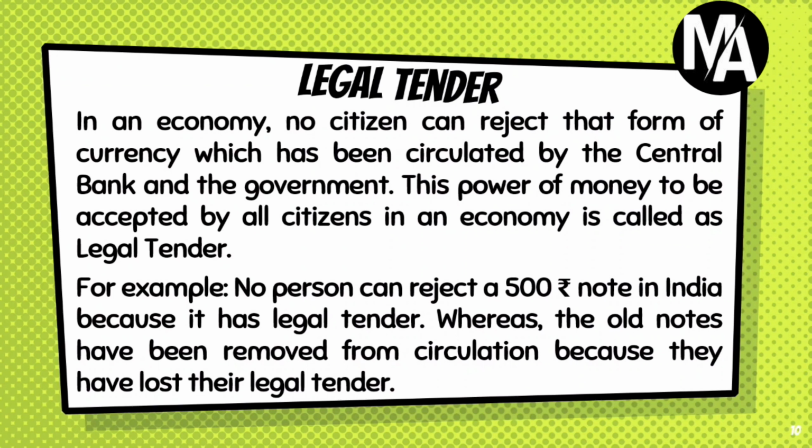To understand the supply of money, we have certain terms which we should understand, and the first term is legal tender. As it is there on your screen, in an economy, no citizen can reject that form of currency which has been circulated by the central bank and the government. Which means whenever you have a 50 rupee, a 100 rupee or a 500 rupee note with you, no citizen can claim that this is rejected. This is because this has been given power by the central bank, that is Reserve Bank of India in India, and the government of India.